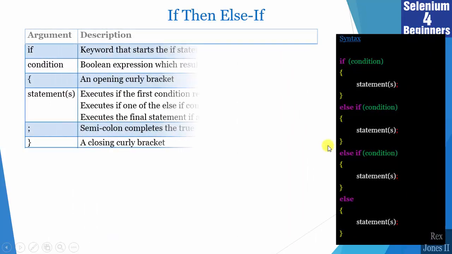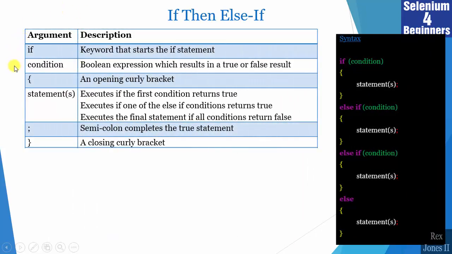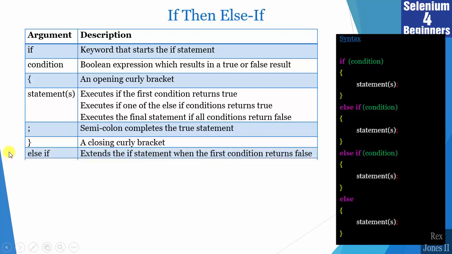We have an if statement, condition, opening bracket, statements, semicolon, and closing bracket. An else if statement extends the if statement. There are three descriptions that explain the statements. The first statement executes if the first condition returns true. The second and the third statement execute if one of the else if conditions returns true.